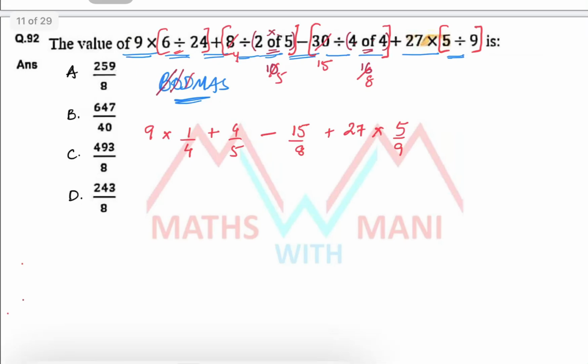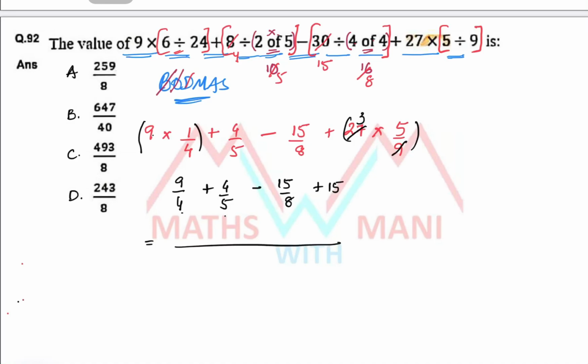Next, what? Multiplication. Wherever multiplication is there, you have to put bracket on left side of the number and right side of the number of the multiplication. So 27 into 5 by 9. So 9 into 1 by 4, no calculation. 9 by 4 plus 4 by 5 minus 15 by 8 plus 9 ones, 9 threes. 3 into 5 is equal to how much? 15. Okay.